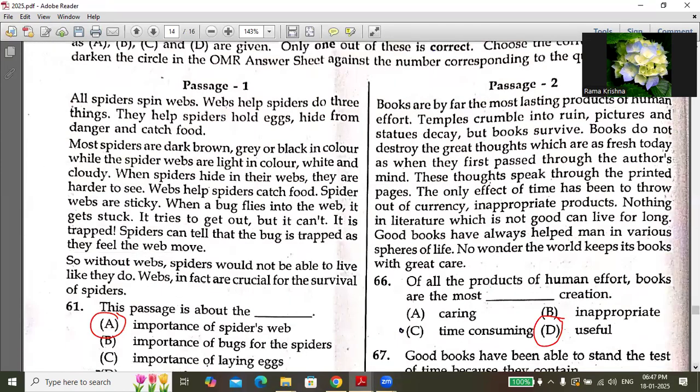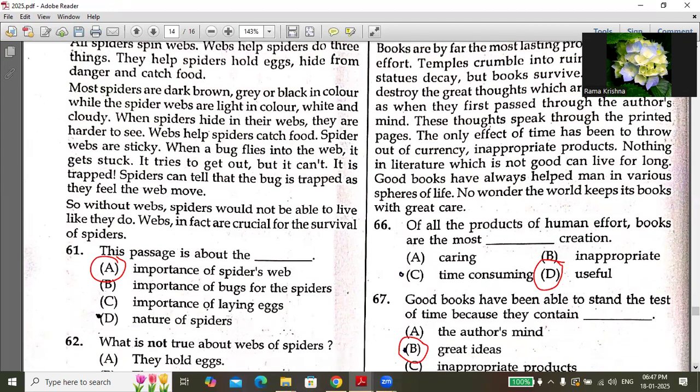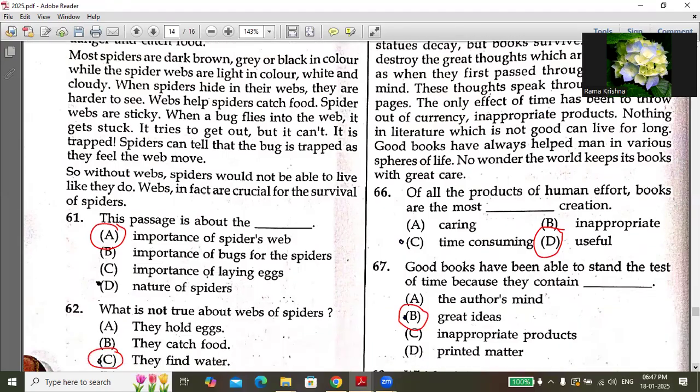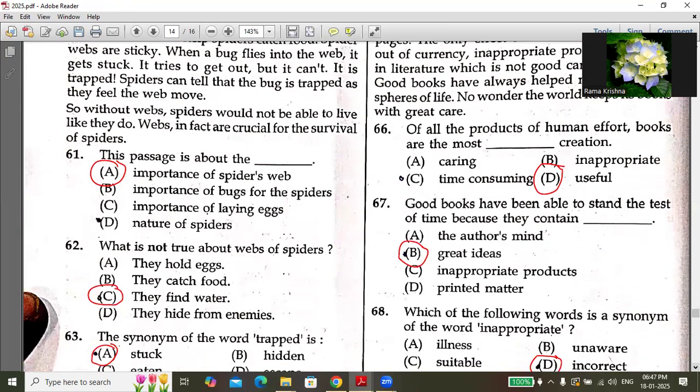All spiders spin webs. Webs help spiders do three things. They help spiders hold eggs, hide from danger, and catch food. Most spiders are dark brown, gray, or black in color, while the spider webs are light in color, white and cloudy. When spiders hide in their webs, they are harder to see. Webs help the spiders to catch food. Spiders' webs are sticky. When a bug flies, it gets stuck. It tries to get out, but it cannot. Trapped. Spiders can tell that the bug is trapped because the web will move and they feel it. Without webs, spiders would not be able to live.